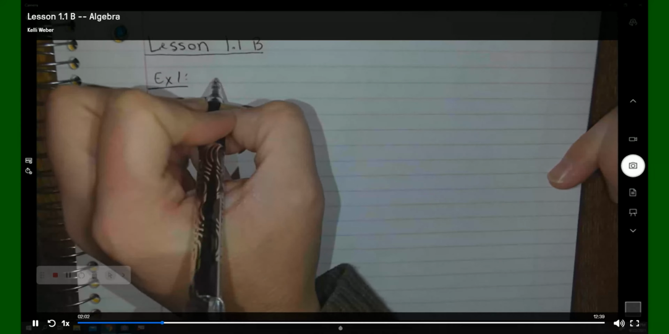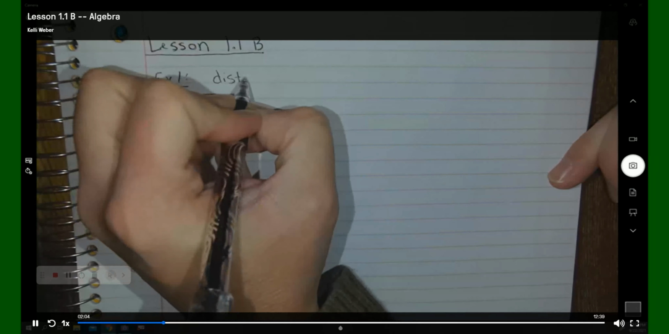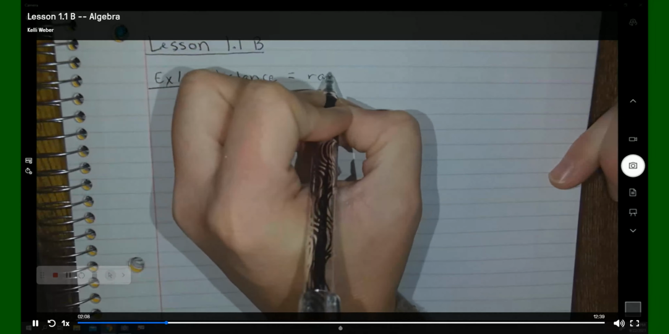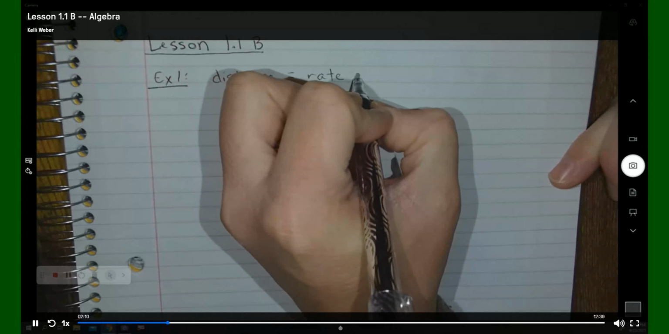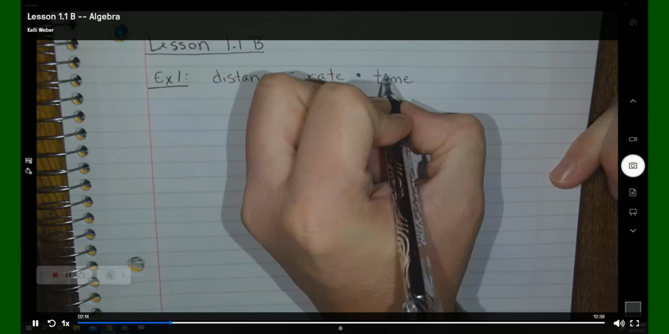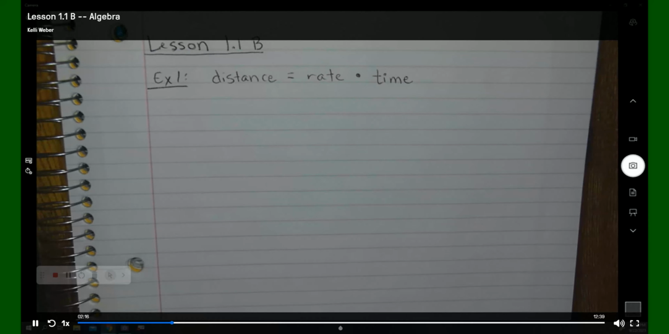So, for example 1, we're going to write down the distance formula. So, distance equals rate times the time. And this is a common formula that's used to find distance in many different areas. Obviously, we're using it for math. Use it in science for different things. So this is one that you're going to want to keep in your mind.